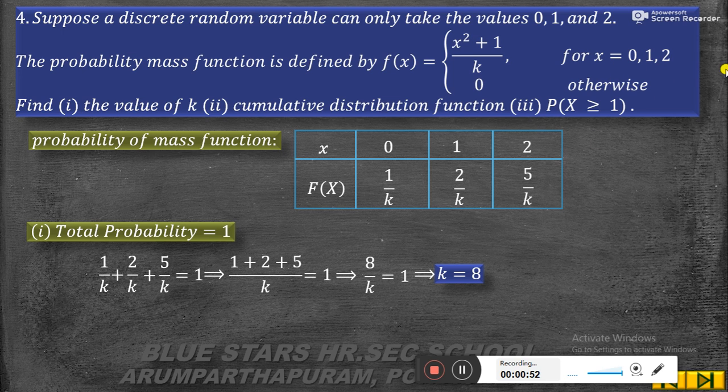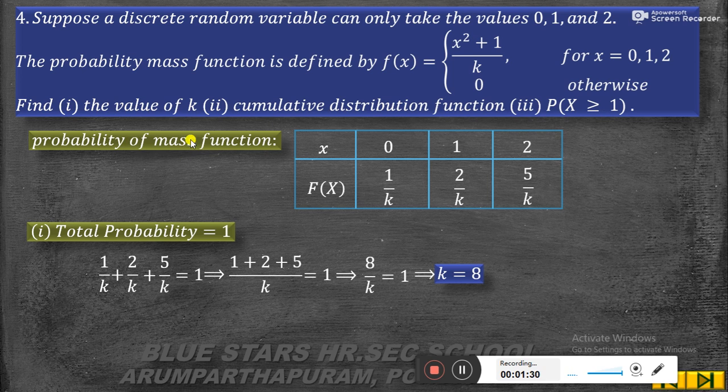For any other values, suppose 3, 4, 5, anything after the 2, the answer is 0. That means f of 3 equal to 0, f of 4 equal to 0, everything is 0. All the values except these three values, the answer is 0. So this function is only applicable for x equal to 0, 1 and 2. Now you see the questions. Subdivision 1 asks about the value of k, subdivision 2 the cumulative distribution, and subdivision 3 the probability of x greater than or equal to 1.